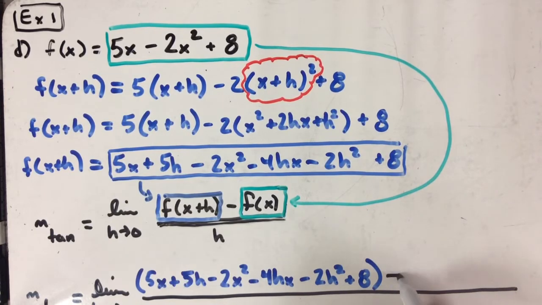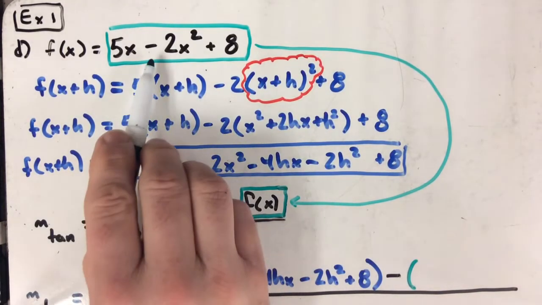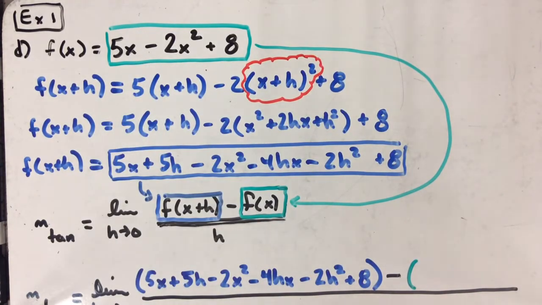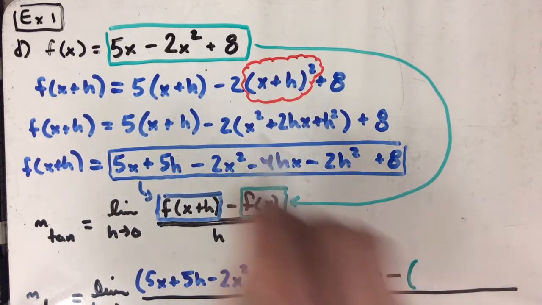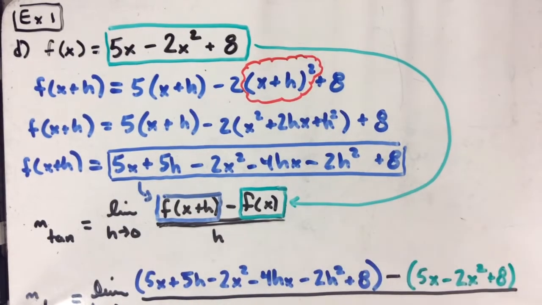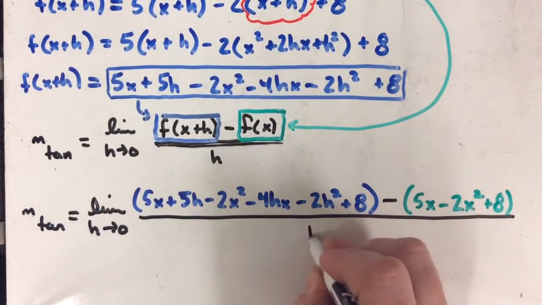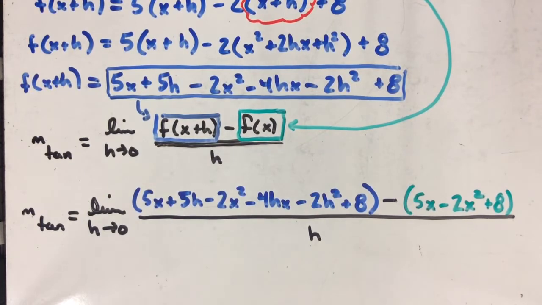Then there is that subtraction symbol, and then after the subtraction is f of x, and that is our original problem. So I'm going to be plugging that in here. So taking the original and plugging it in, I have a 5x minus 2x squared plus 8. And then in the bottom part of our fraction, just that little h that's down in the bottom. So that's what our substitution step would look like.